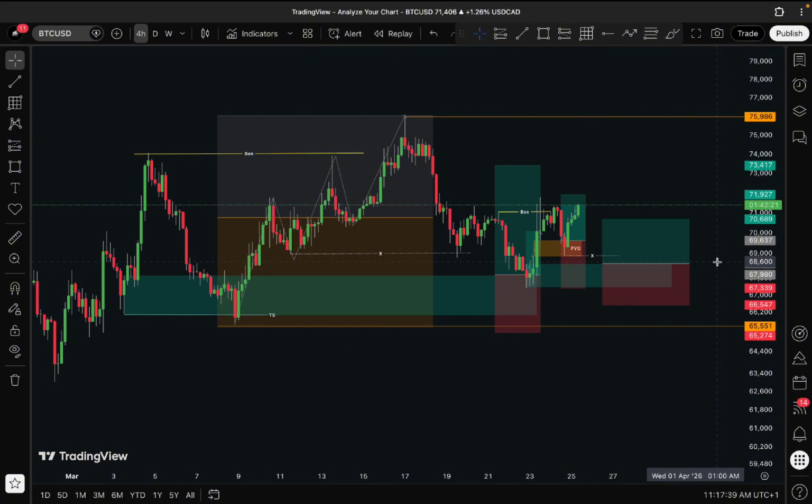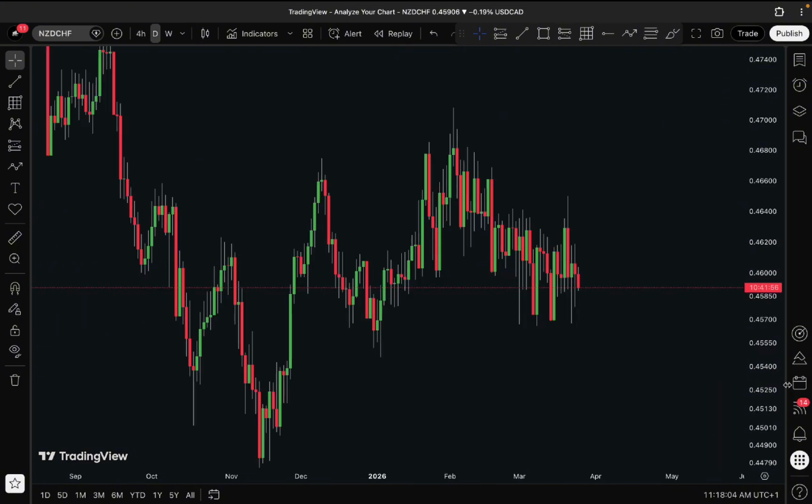The next trade on my list is NZDCHF. When you look at NZDCHF, we notice that we had a major break of structure here. So this is a major break here. And when price created this high, then this low, we now had an internal BOS. This is an internal break of structure here.